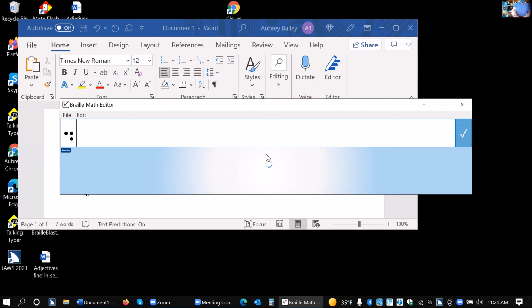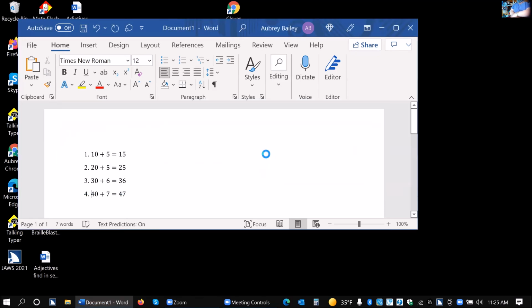Dots 2, 5, 6. Good. Dots 3, 5, 6. Make sure you do space. Oh, no, sorry, 3, 4, space. 6. Good girl. Keep going. Dots 2, 3, 5, 6. Oh, 7. That's right. I'm not paying attention to my own directions. Good. Okay. Dots 1, 3. Nice. Space. Nice. Dots 2, 5, 6. Dots 2, 3, 5, 6. Beautiful. And enter. Space.